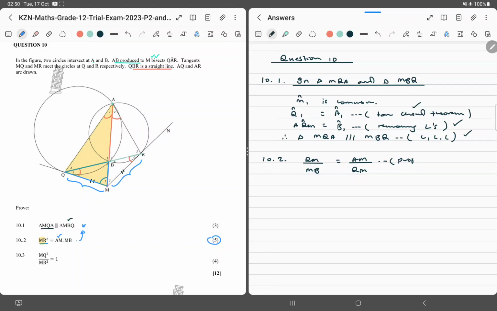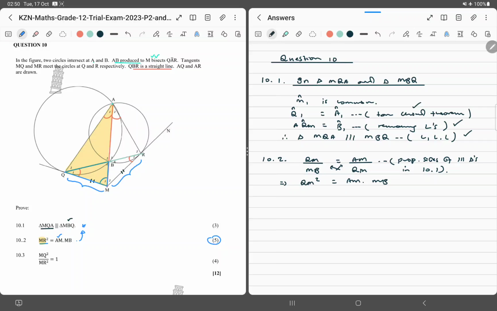What is this? This is proportional sides of similar triangles in 10.1. Because now we didn't state where we are working, but if you worked and stated those triangles, you would be good. So always don't leave someone hanging. And then here we just do the cross multiplication. This implies that QM squared is basically AM times MB. Can you see this puzzle is sorted?